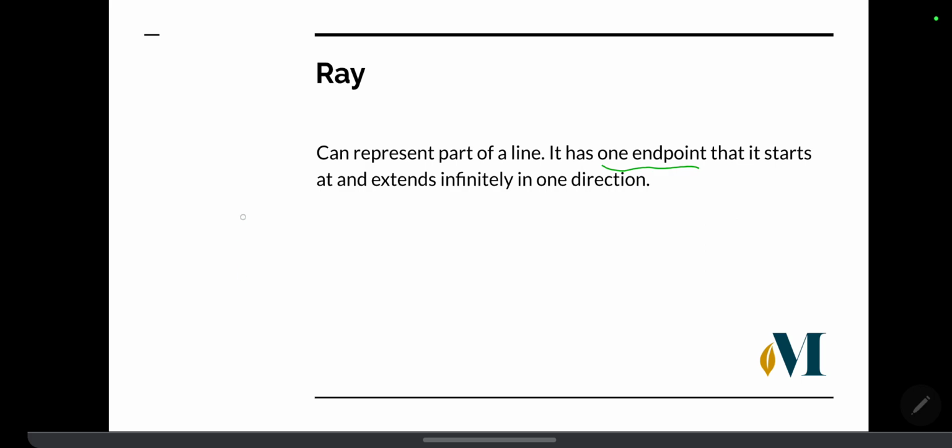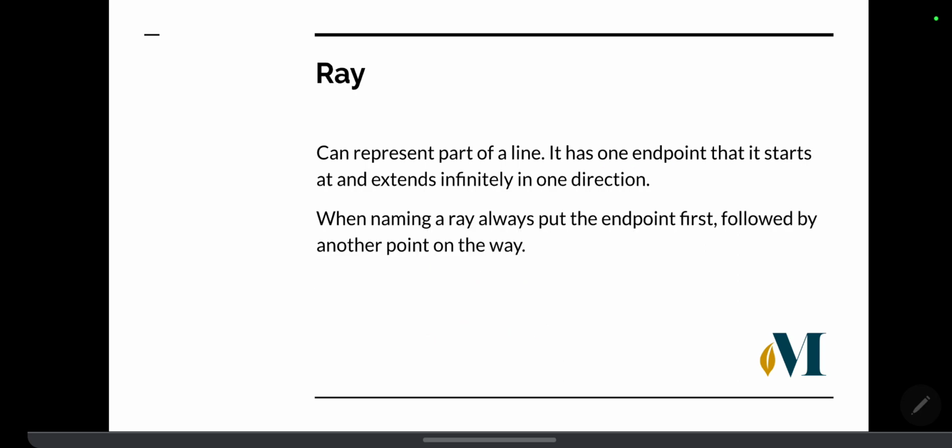So, like before, we talked about a line goes infinitely in both directions. Well, let's say I choose a point here to be my endpoint and go into one of the directions. Then I have a ray. Okay, so we have one endpoint and it goes infinitely in the other direction. Okay, and when we name a ray, we always put the endpoint first, followed by another point in that direction.